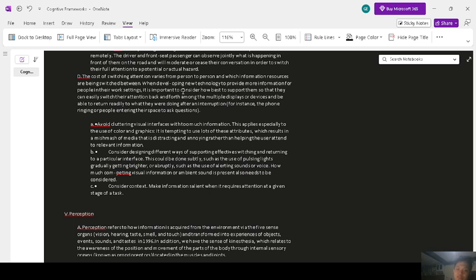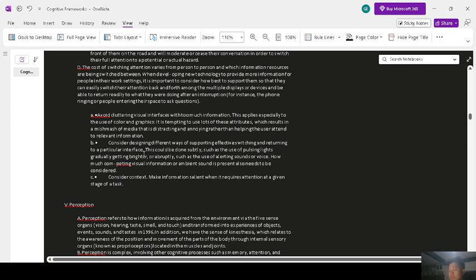When developing new technology to provide more information to people in their work settings, it is important to consider how best to support them so that they can easily switch their attention back and forth among multiple displays or devices and be able to return readily to what they were doing after an interruption. For instance, the phone ringing or people entering their space to ask questions. Avoid cluttering visual interfaces. So, what's the takeaway?